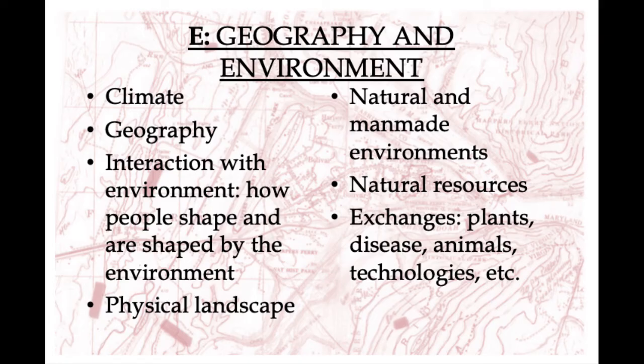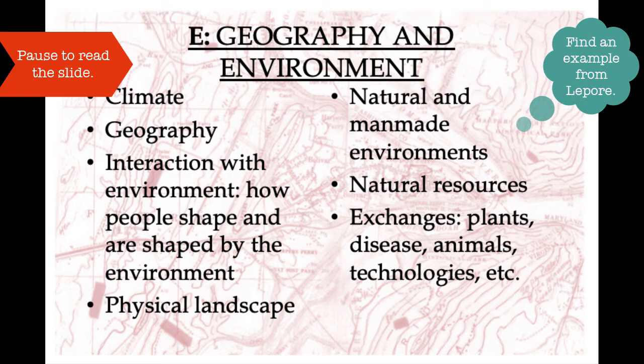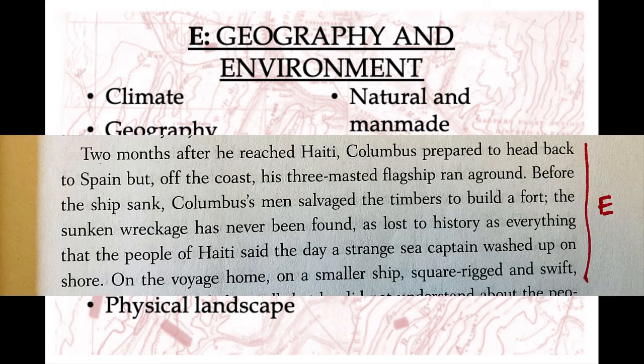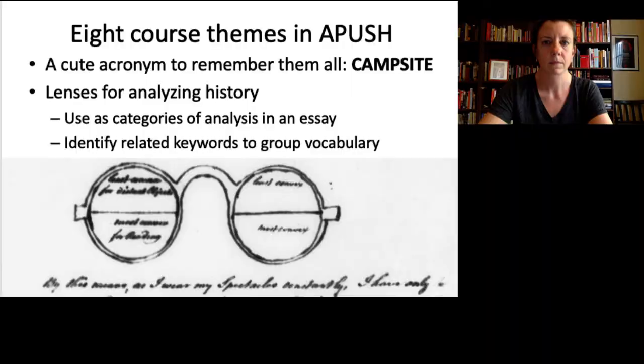And finally, E is for geography and environment, which starts with the letter E. Probably not one of the most popular themes, not the theme that students always have at the ready for analysis, but certainly a fascinating one, and one that's certainly in use quite a bit today as we think about climate change. Here's where I see it in Lepore's text. Okay, so that's all 8.